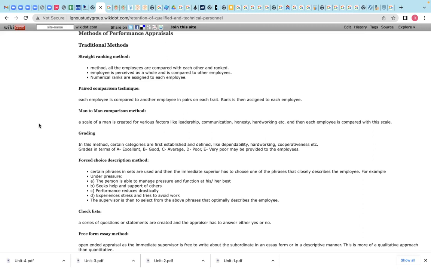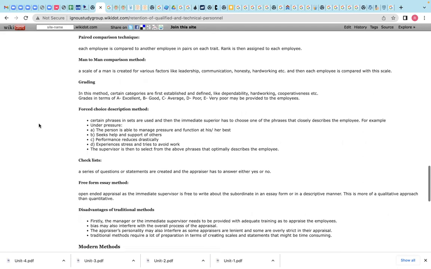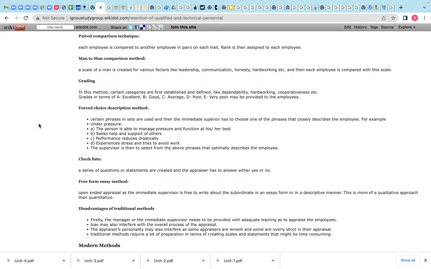Forced choice description method, right? Certain phrases in sets are used, and the immediate supervisor has to choose the phrase that most closely describes the employee. So basically, there are choices. You say, in so and so scenario, for example under pressure, what is the best fit for this particular person? It's typically like our questionnaires, where you have four choices and pick the best applicable choice for this person. That is the forced choice description method.